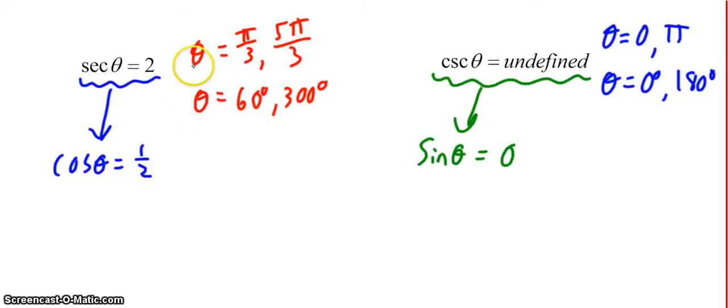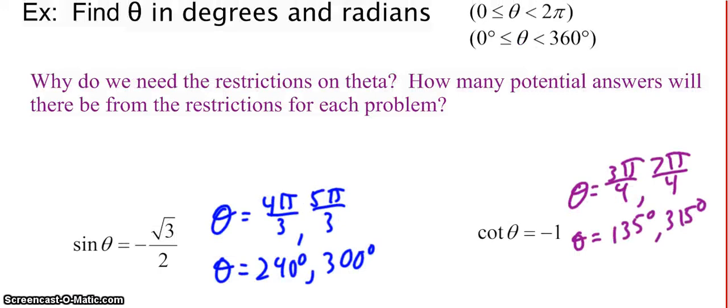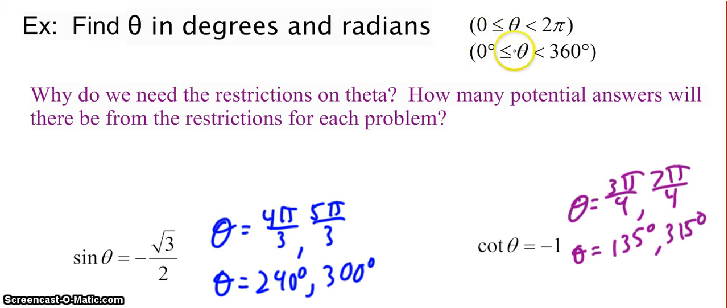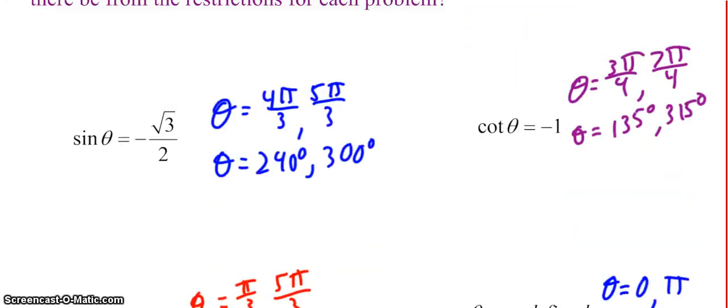Alright, so hopefully you ended up with, for secant of theta equals 2, theta is pi thirds and 5 pi thirds, or 60 degrees and 300 degrees. And for cosecant of theta, it's undefined. Theta is 0, or pi radians, and theta is 0 degrees, or 180 degrees. Now for this, did anyone put 2 pi and 360 degrees? Because remember, those are not included in our restriction, right? We are including the zeros, not including the 2 pi and the 360.